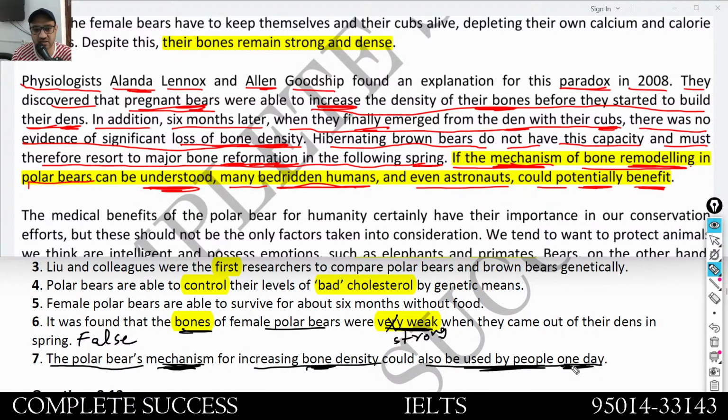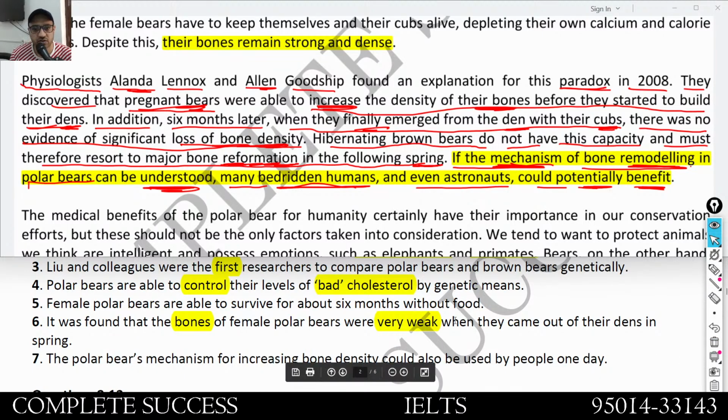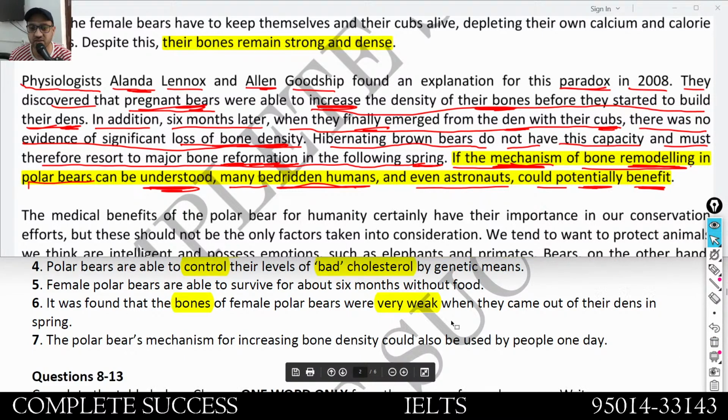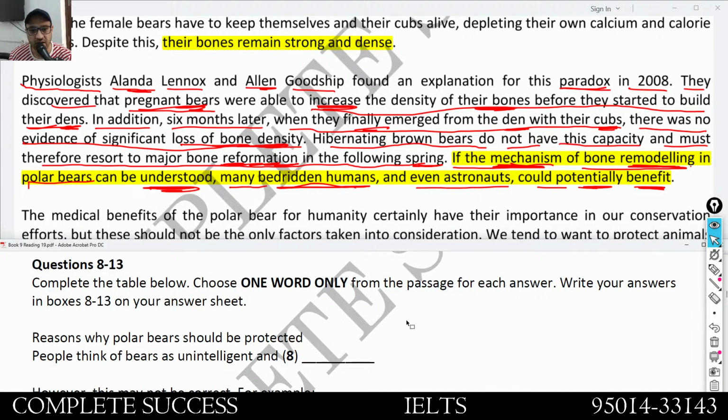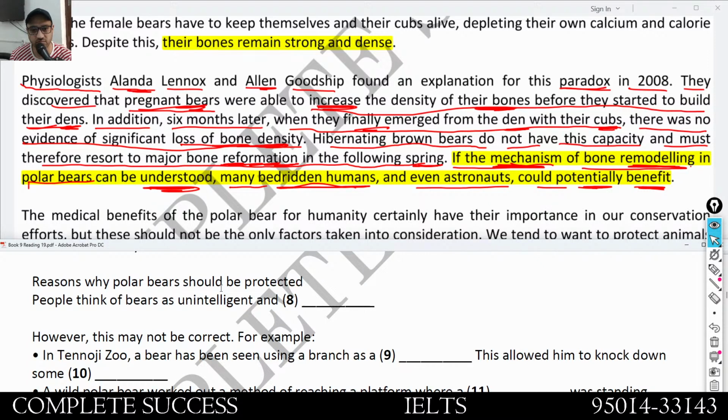The answer is: the polar bear's mechanism for increasing bone density could also be used by people one day. So the answer is true. This can be used by people one day if we understand the mechanism behind their such genes. Now we'll move on to questions 8 to 13. If you want, you can solve this with me.